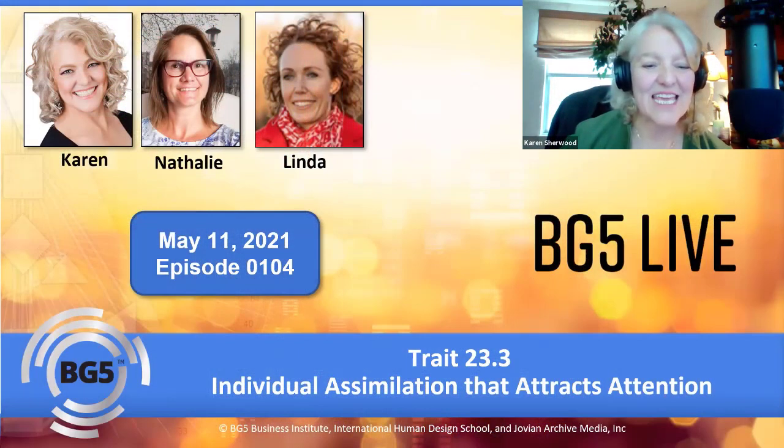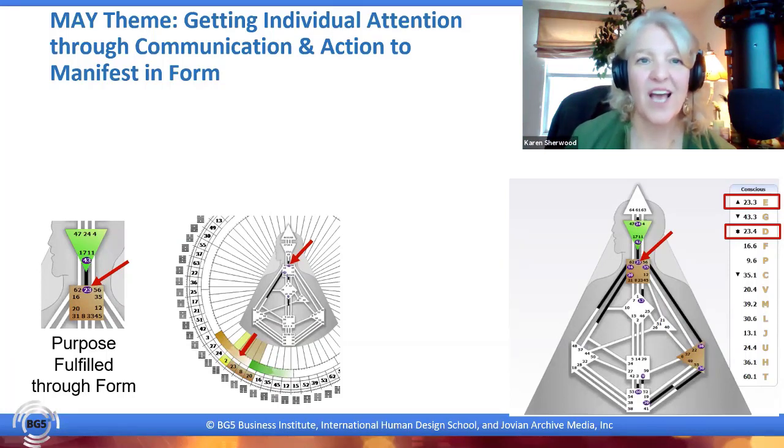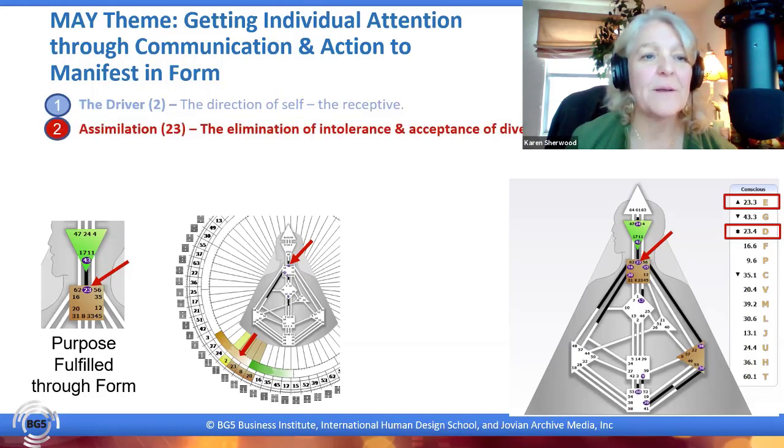So let's dive in. We are in May, and the theme of May is that we're really shifting into this purpose fulfilled through form. We started with that last week, and so it's really about getting individual attention through communication and action to manifest in form. Last week, we took a look at the driver in trait number 2, the direction of self, the receptive. Today, we're going to take a look at assimilation.